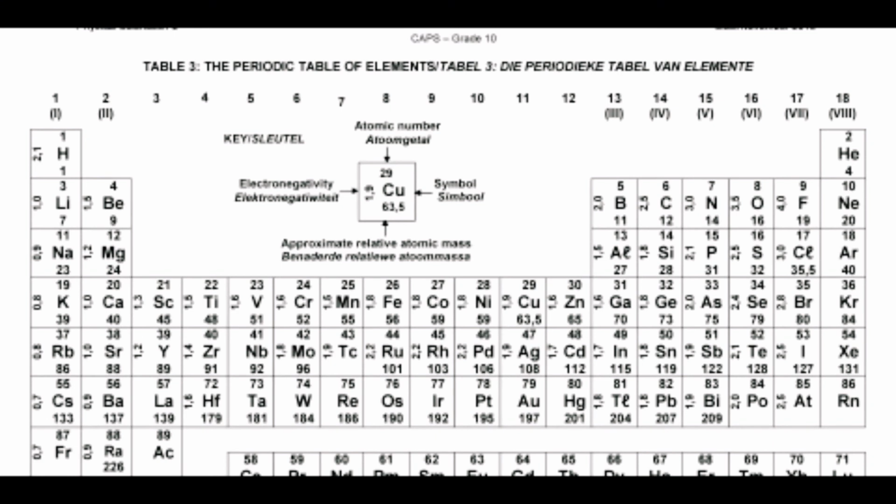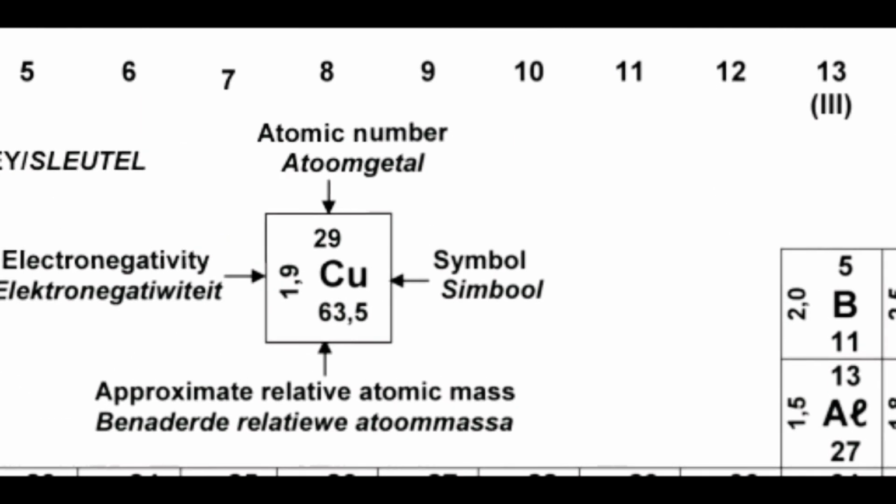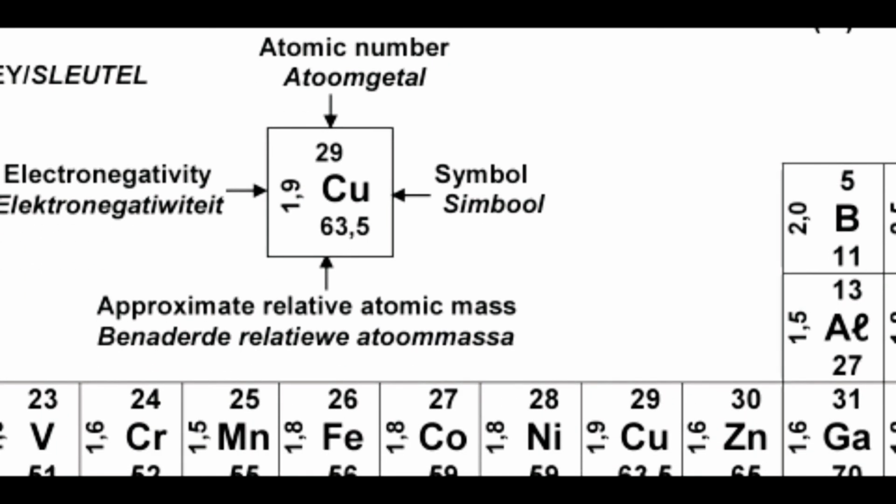So this is our periodic table. It is available at the back of your question paper. We said that we're looking for three elements: an element with an atomic number of 11, an element with an atomic number of 14, and an element with an atomic number of 16. They gave you an example of what all of these numbers mean. The number at the top is the atomic number. For copper, it's 29, and the number at the bottom, 63,5, is the approximate atomic mass.